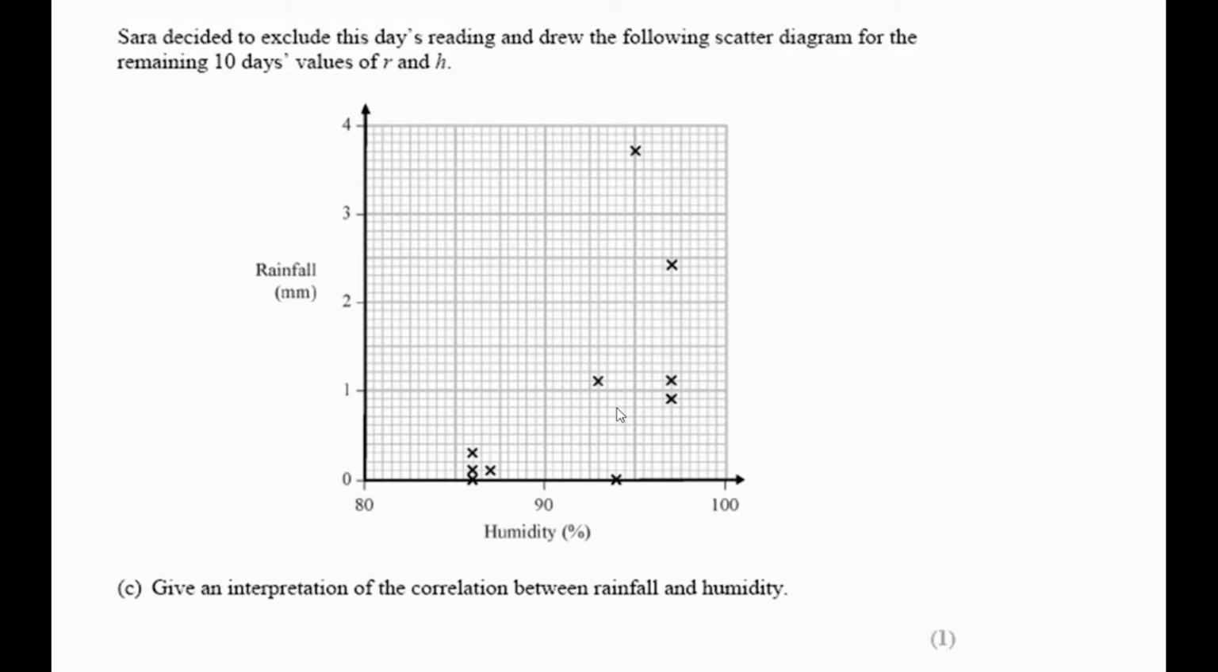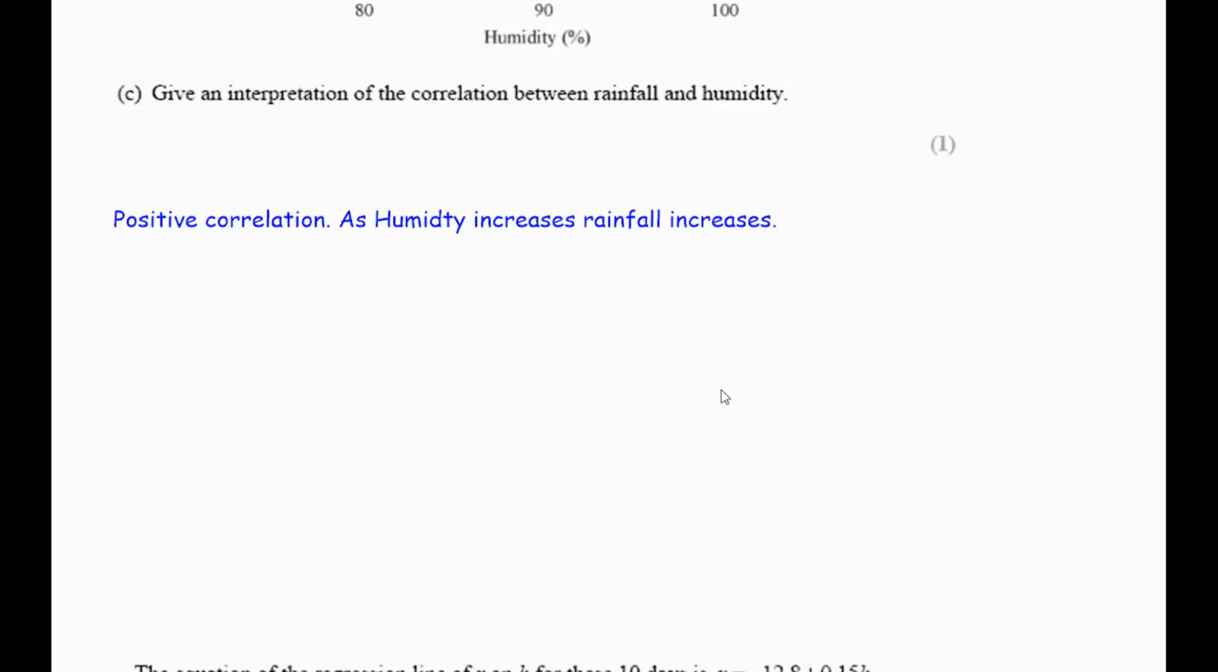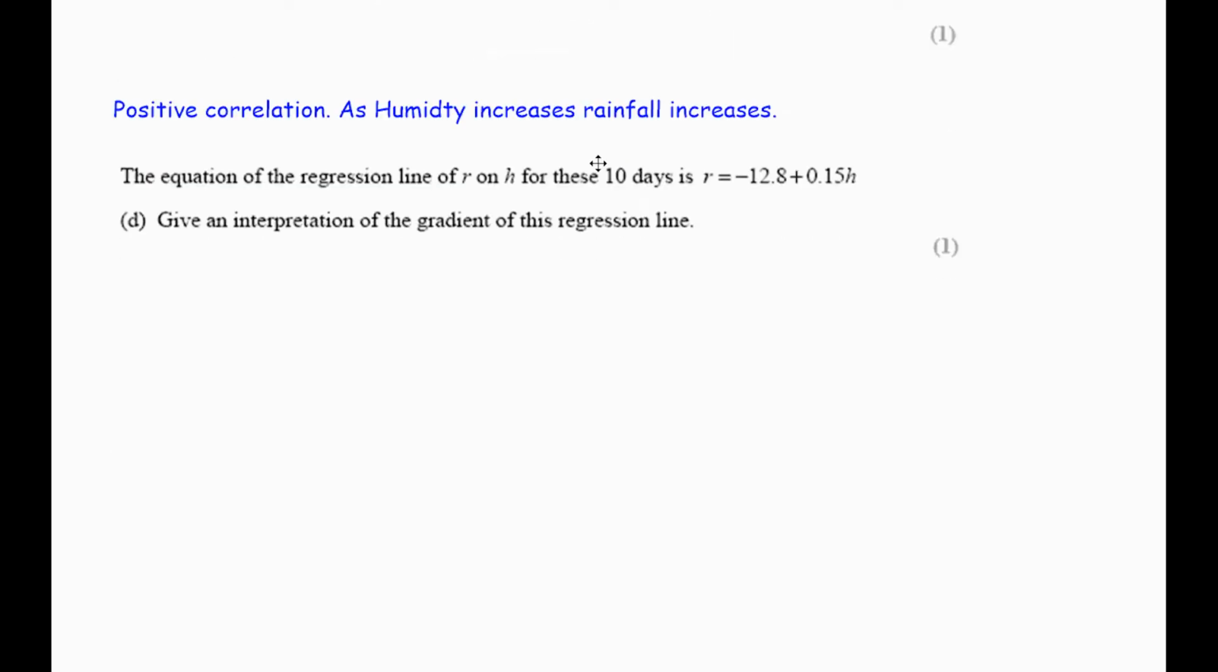Okay, so here, yes, it looks like there may be positive correlation, but it's not enough just to say positive. That would be stating the correlation. For an interpretation, I need to link humidity and rainfall. All right, so here's my interpretation. As humidity increases, rainfall increases. Now that is interpreting the positive correlation.